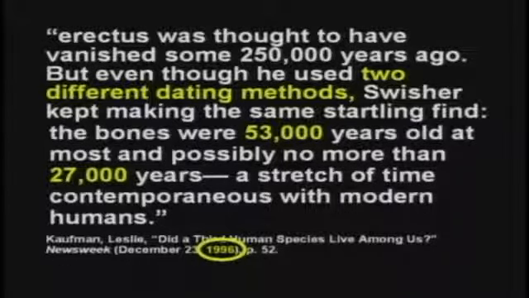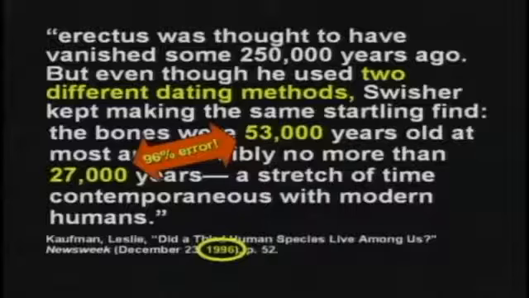Well, I'd like to point out two things here. He's looking for 250,000 as his answer, but he keeps getting 53 to 27,000, okay? Which is only a fifth of what he wants. But he's still getting a 96% error. I mean, is it 27,000 or 53,000? This is not an exact science.